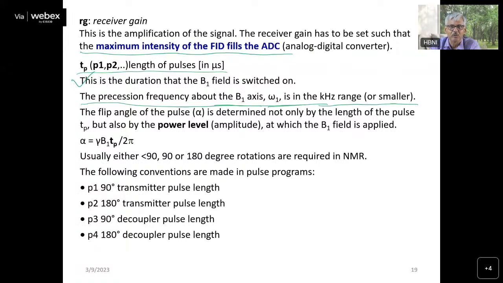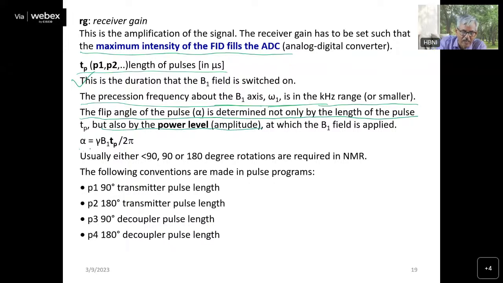Because the main field is in megahertz, whereas B1, in terms of Tesla, is in the millitesla to microtesla range, so it is very small. So the rotational or precessional frequency will be very small. The flip angle of the pulse, alpha, is determined not only by the length of the pulse but also by the power level of the amplitude.